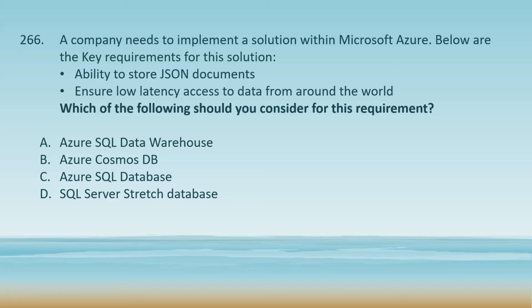In Azure Cosmos DB API for NoSQL, items are stored as JSON. Azure Cosmos DB is a globally distributed database system that allows you to read and write data from the local replicas of your database, which satisfies the second requirement of this question, friends.